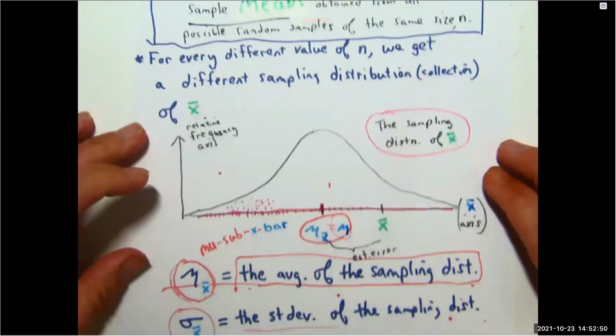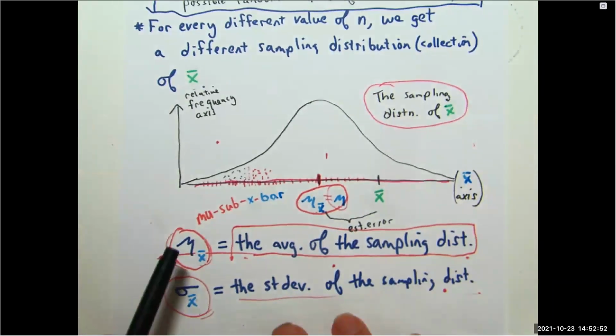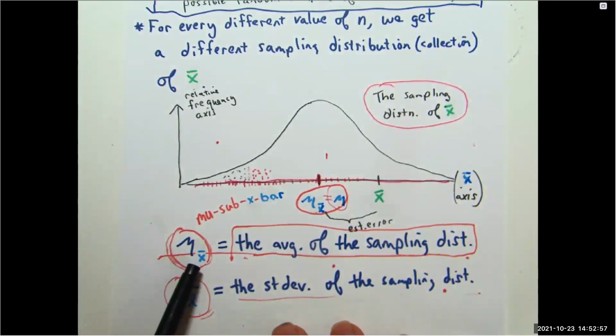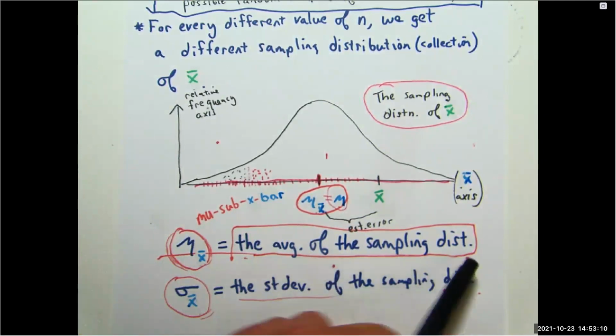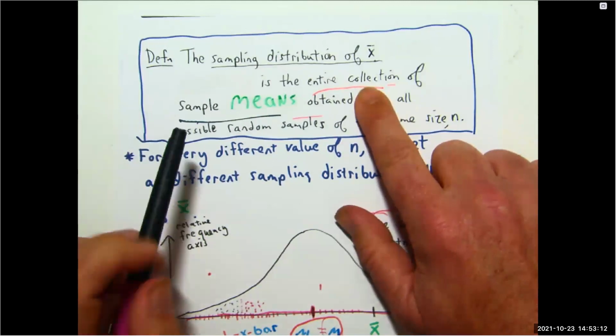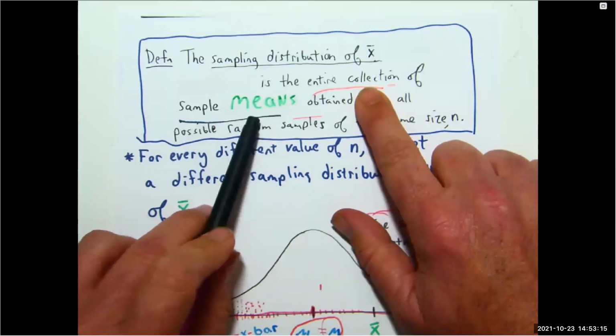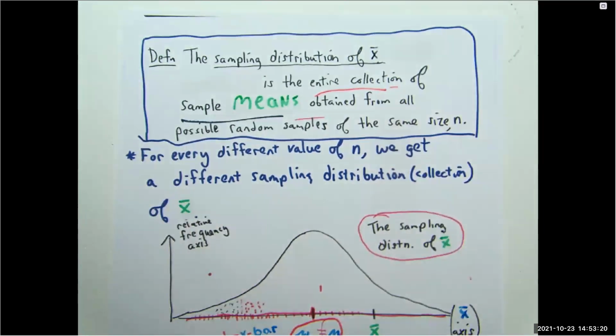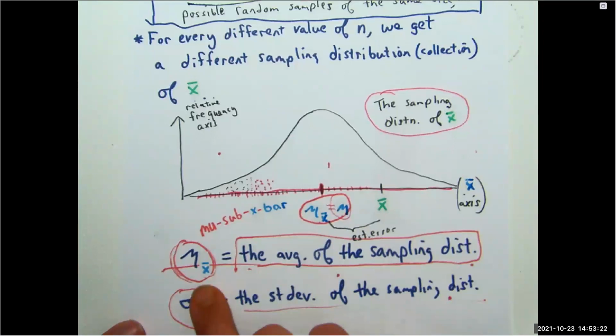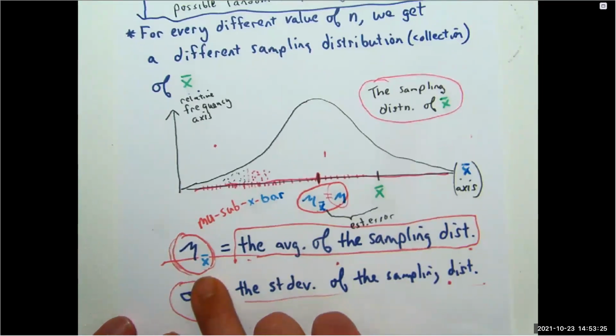Now, the notation and the new symbols here. This symbol right here is mu with a subscripted X bar. We pronounce this mu sub X bar. This is a new symbol we're going to encounter now. And this is just the average of the sampling distribution. So remember, the sampling distribution is the entire collection of X bar, or the entire collection of sample means. And whenever you take that entire collection of means and you average them, you're going to get this number, the mean of the sampling distribution.